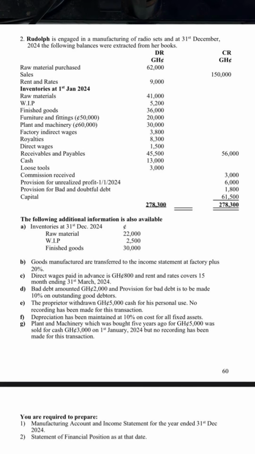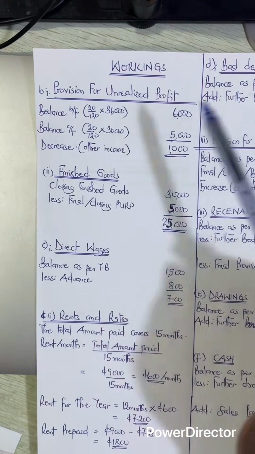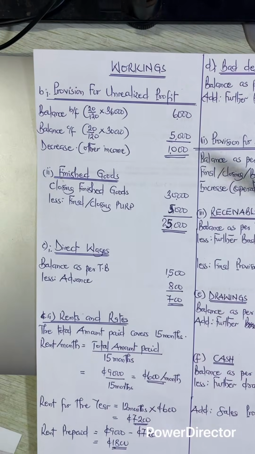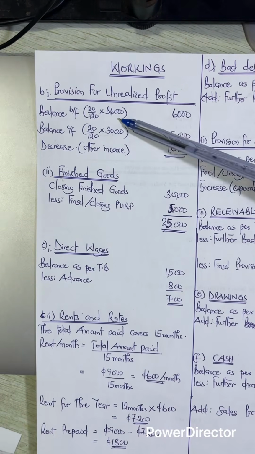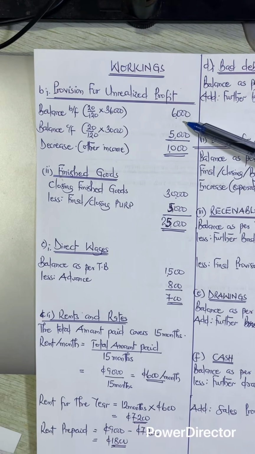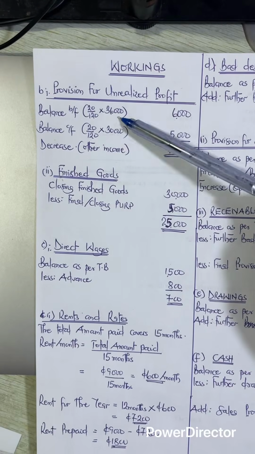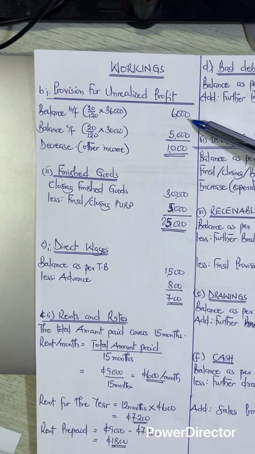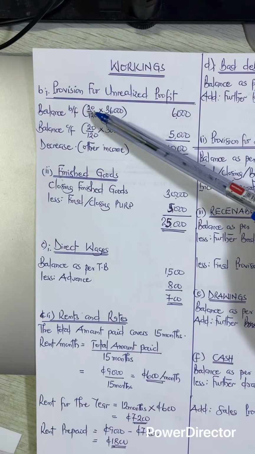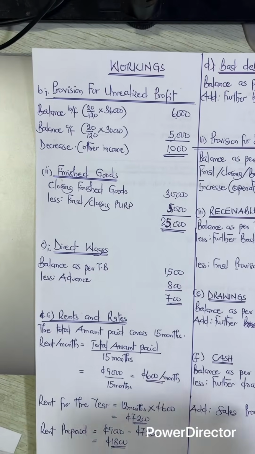Okay, so 20 over 100 is the markup. Let's change to margin. It should be 20 over 120. So when you apply the 20 over 120 to the opening finished goods, that is the 36,000 in the question, you will get the same 6,000. Have you confirmed? But if you do 20 over 100 times 36,000, you won't get the 6,000. That means that you must always convert the markup. So if in the question they give you 15%, it will be 15 over 115.